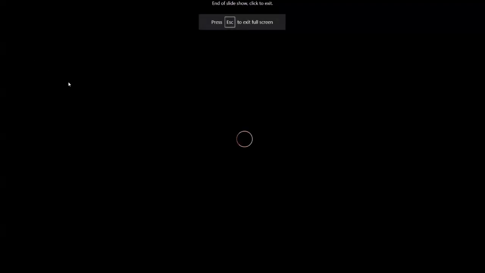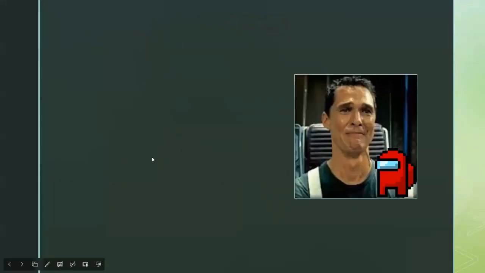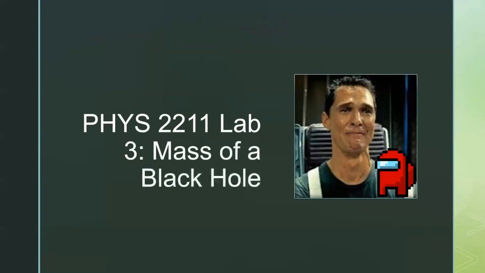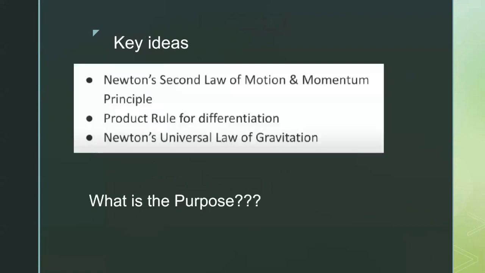Hello, everyone. This is physics lab number three, the mass of a black hole. In this lab, we're going to be going over the mass of a black hole. Our table of contents includes the key ideas, relevant formulas, the code and video for loop one, the code and video for loop two, and then the two essential questions: what does it mean and the what if question.